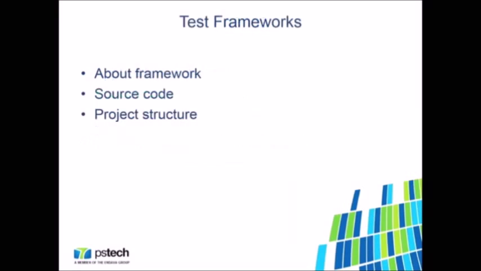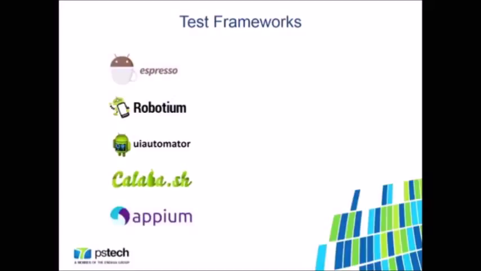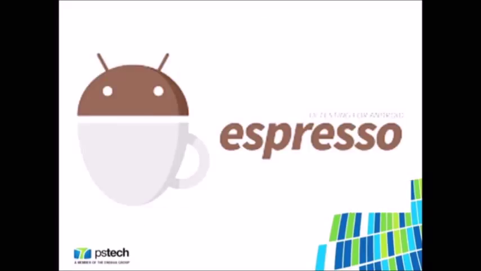So test frameworks. First, we will cover 3 sections about these frameworks. We will check something about the framework, we will see how the source code looks like, and after that we will see how the project structure should look like in order to successfully start the tests. These are the 5 test frameworks that we will cover today: Espresso, Robotium, UI Automator, Calabash, and Appium. So let's start with Espresso.